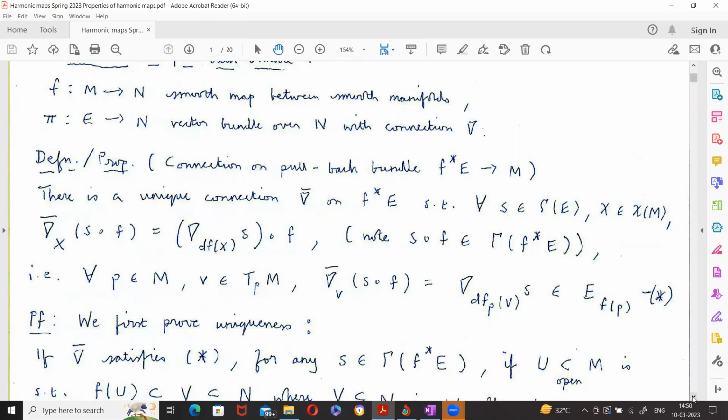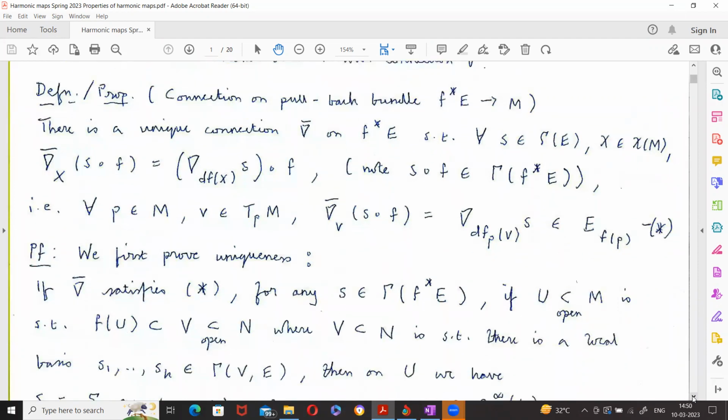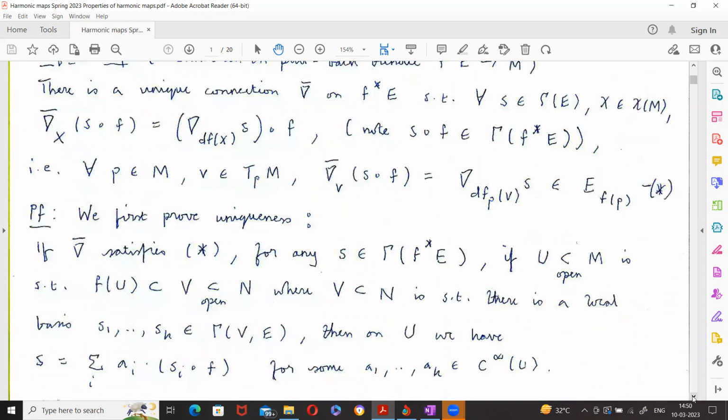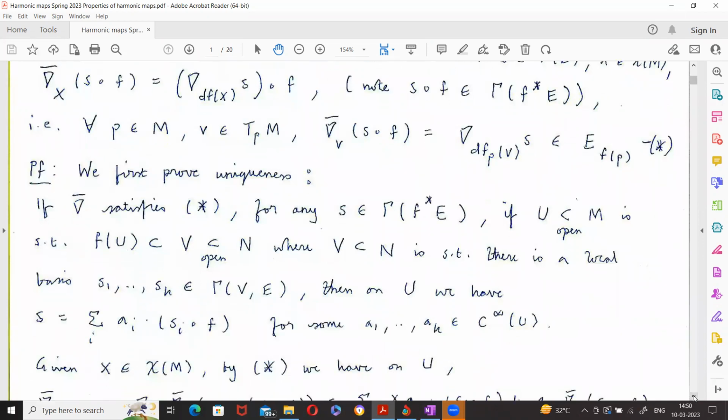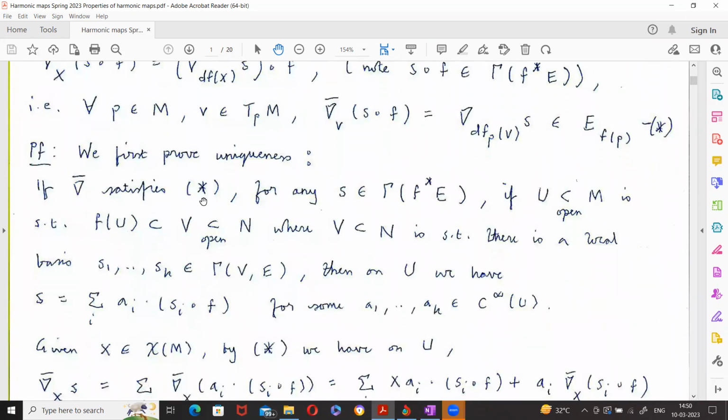So, okay. Anyway, let's prove the existence and uniqueness of this pullback connection. First, like we did for the covariant derivative along a curve, we prove the uniqueness. Suppose you have a connection nabla bar which satisfies this compatibility condition star. Then let me take any section S of the pullback bundle.